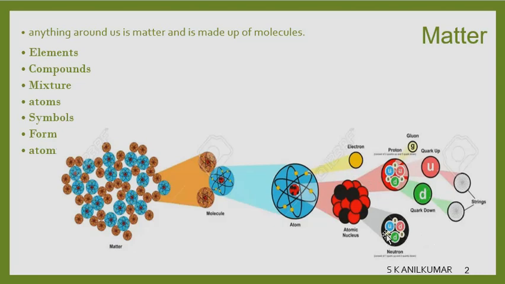The number of protons plus the number of neutrons together gives you the atomic mass. The number of electrons gives you the atomic number. So this is the mass number and atomic number of an atom.